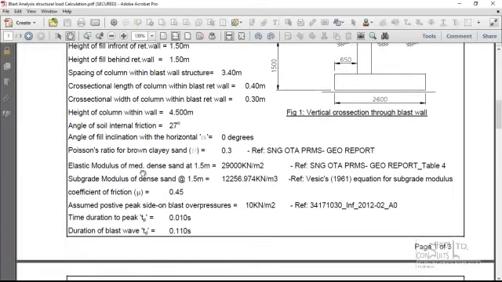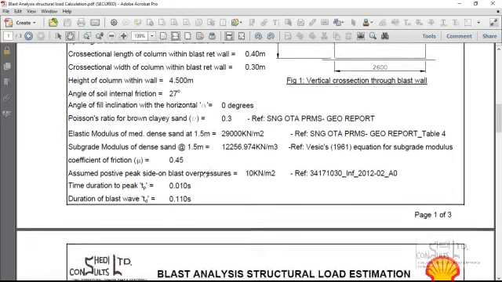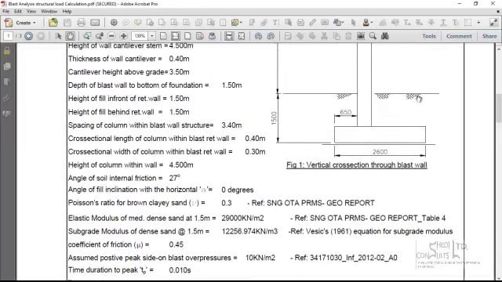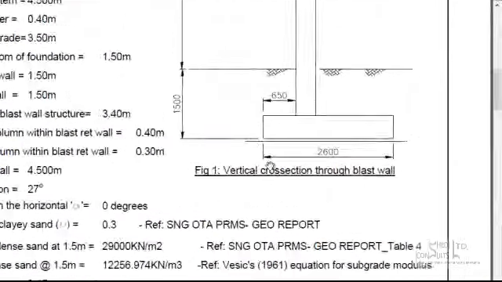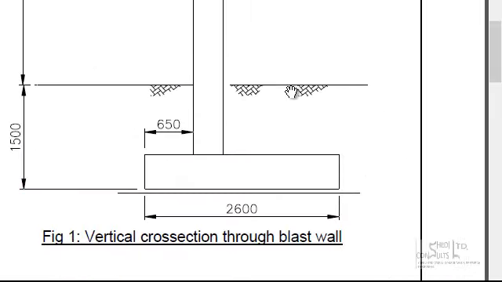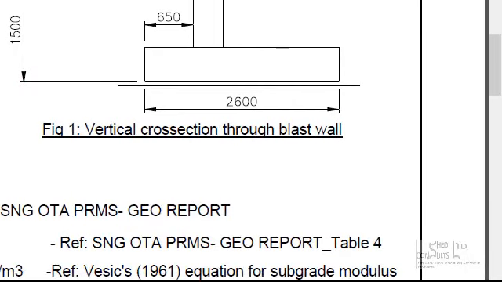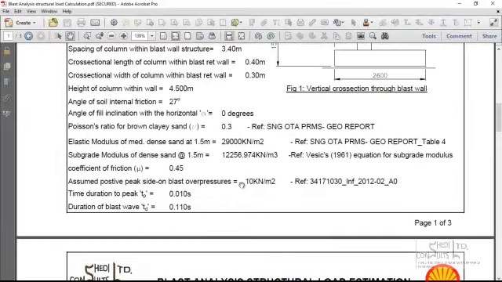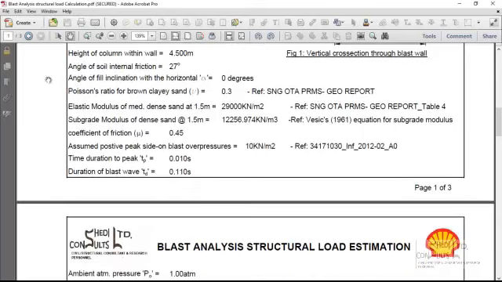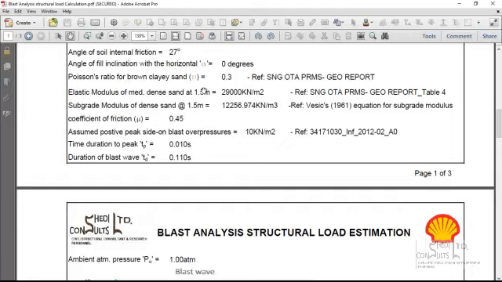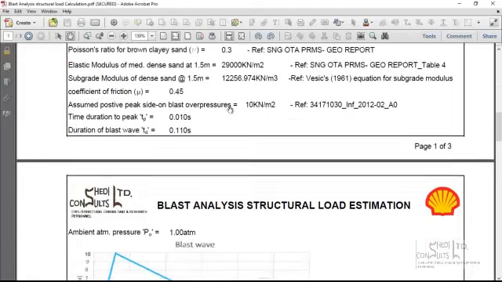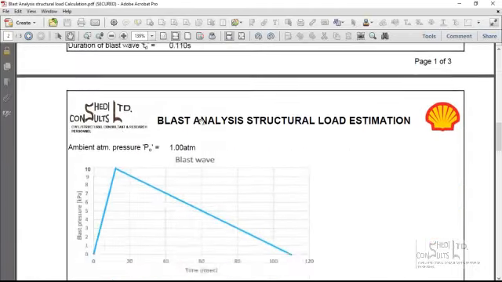The angle of shear resistance of the soil at the depth is 25 degrees. Then the angle of inclination of fill. This is the fill after constructing the foundation, when you backfill. The angle that this fill makes with the horizontal in this case is 0. This is actually used in the calculation of the coefficient of active earth pressure in compliance with Rankine earth pressure theory. Now the angle of fill, as we said before, is 0 degrees. The Poisson's ratio of the soil is 0.3. The coefficient of friction is this, and so on. So these are the soil properties.